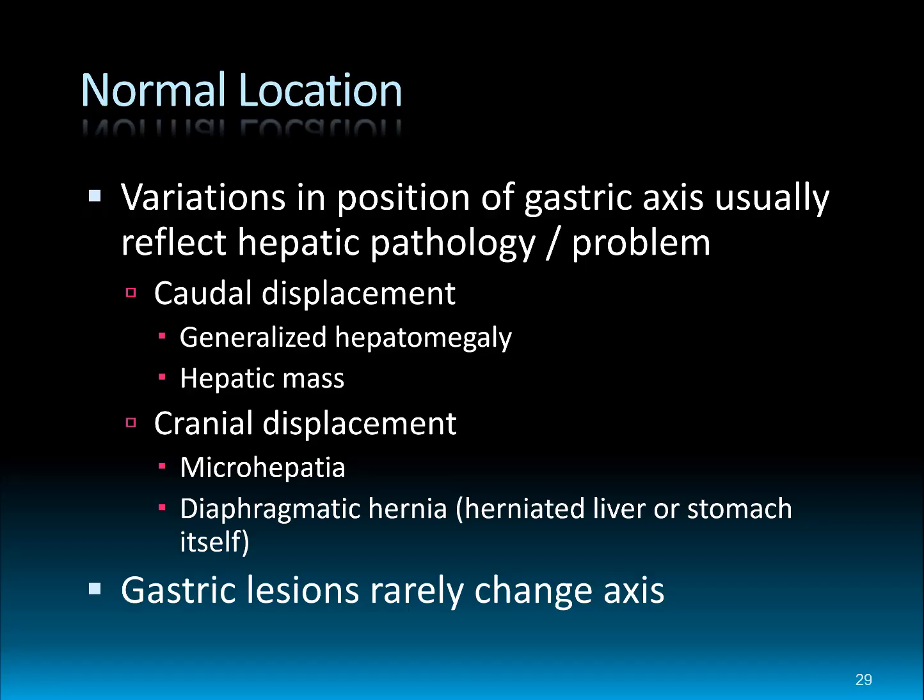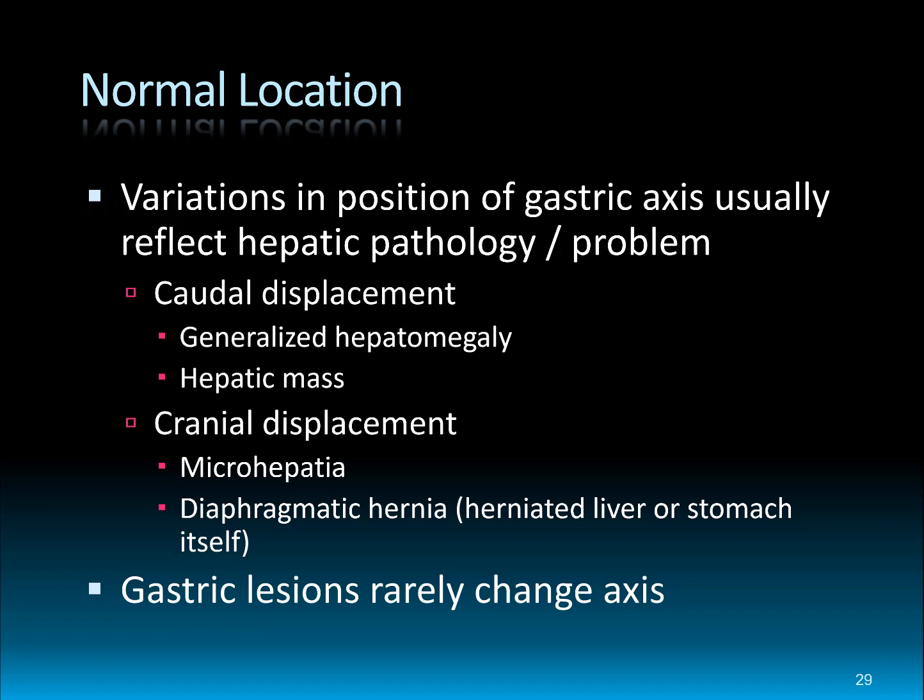So like I alluded to just a couple slides ago, when you see a change in the position of the gastric axis, you usually think about other organs, and the liver is really number one on that list. So if the stomach is shifted caudally, either generally big liver or a hepatic mass causing that. If the stomach is shifted cranially, the liver is often too small. Maybe there's a diaphragmatic hernia.